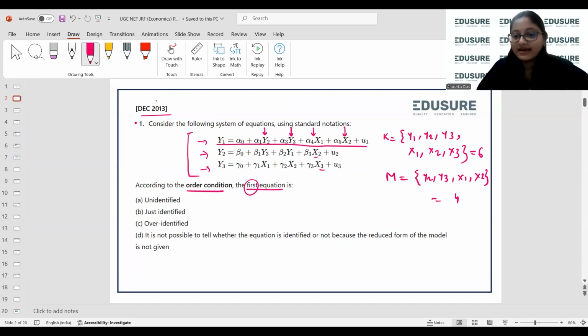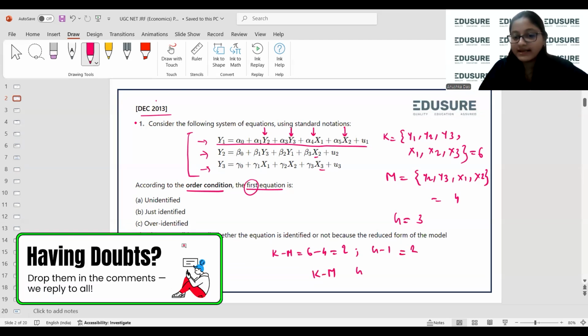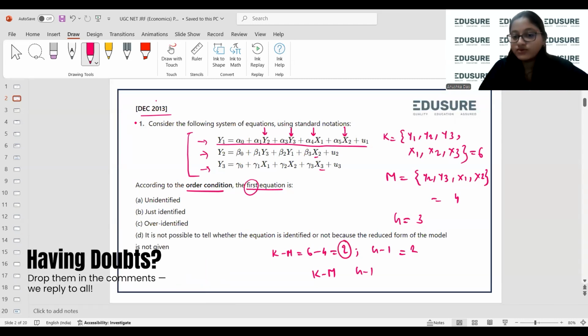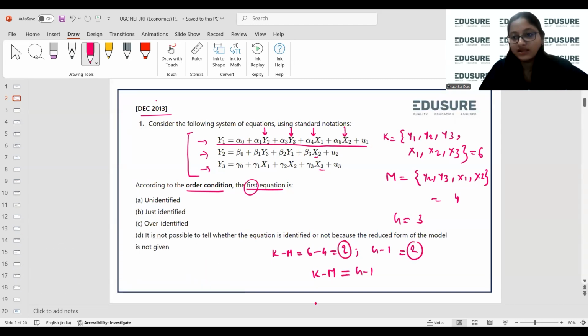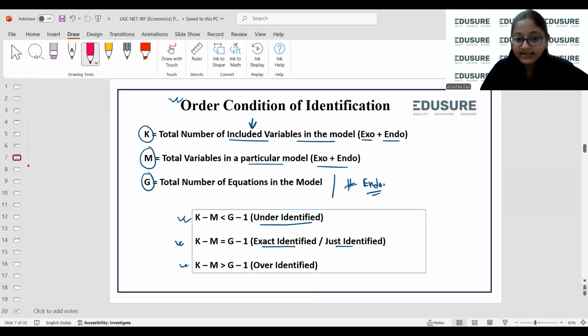The value of K is 6. And G is the total number of equations or the endogenous variables in your model, which is simply 3. So now if you find out K minus M, what will you get? 6 minus 4 is 2. And if you find out G minus 1, you will get 3 minus 1, that is 2. So what can you say about K minus M and G minus 1? Here you have 2, here you have 2. So they are exactly equal. That is why this will be just identified or exactly identified. As I've told you, if K minus M is exactly equal to G minus 1, it is exactly identified or just identified.